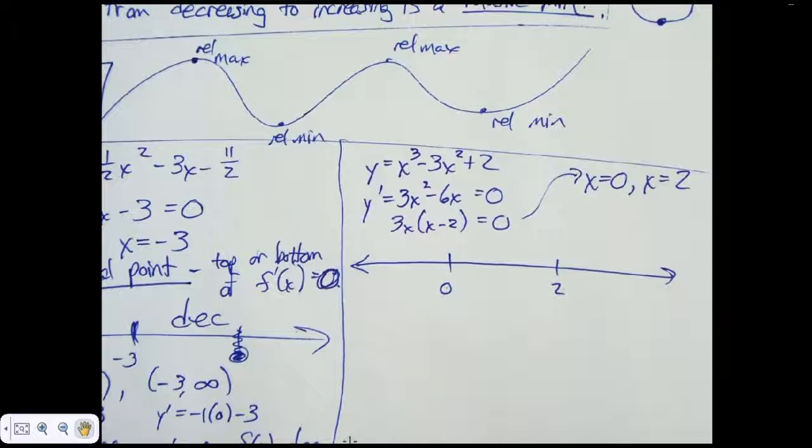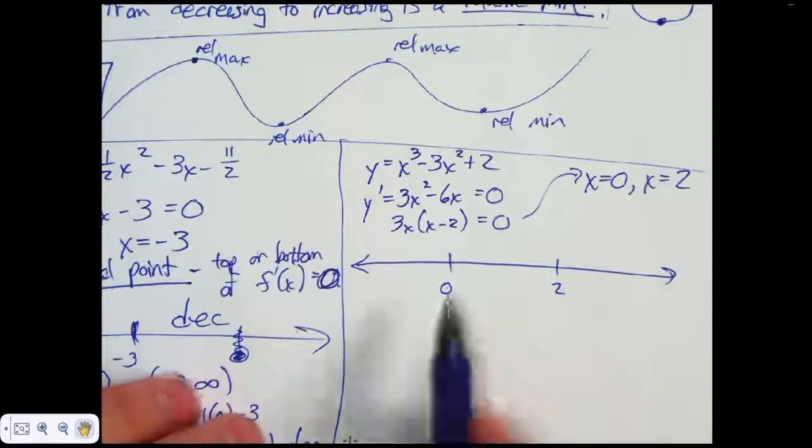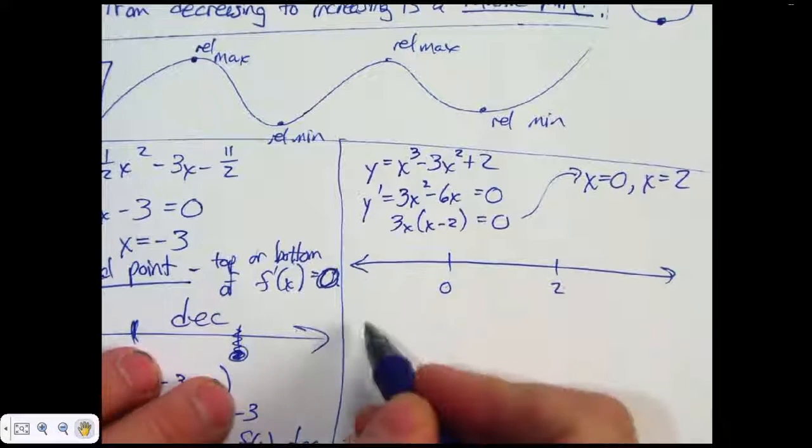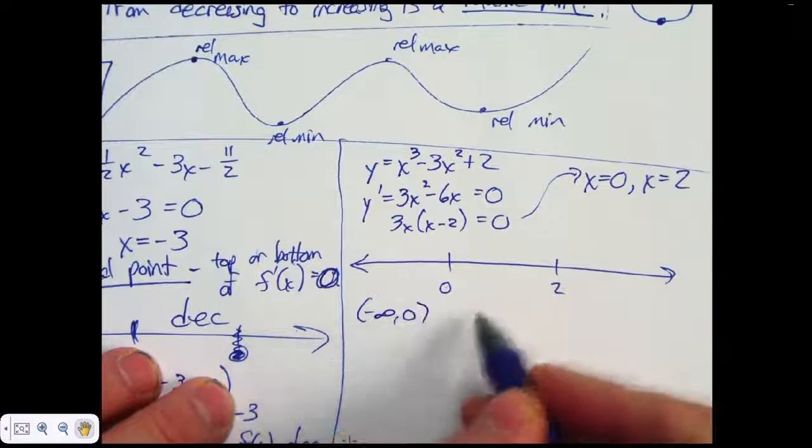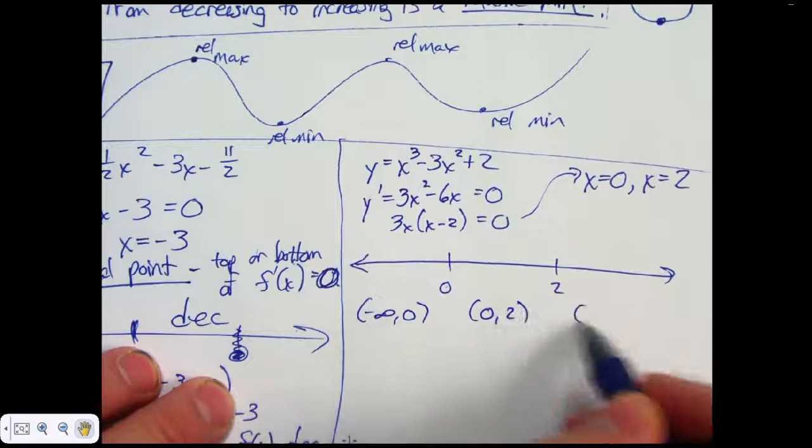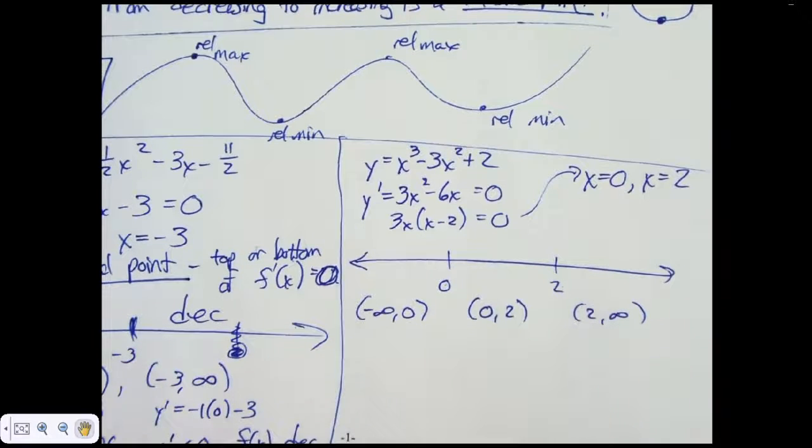So now we have 2 critical points, which splits the graph into 3 parts, right? If we had 4 critical points, how many parts would that split the graph into? 5 parts. It's always one more than however many tick marks you put on there. So negative infinity to 0, 0 to 2, and 2 to infinity, and we're just testing.